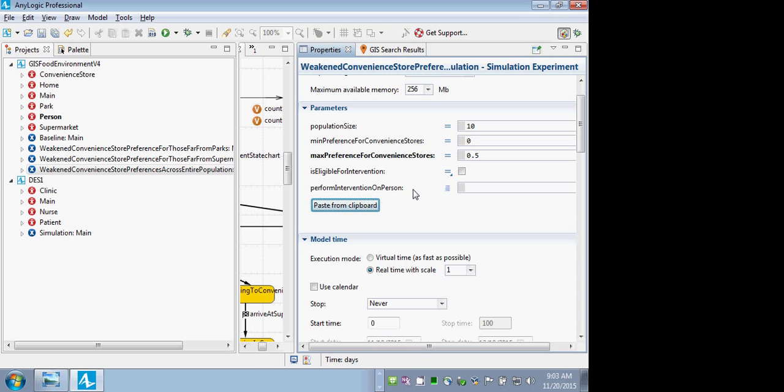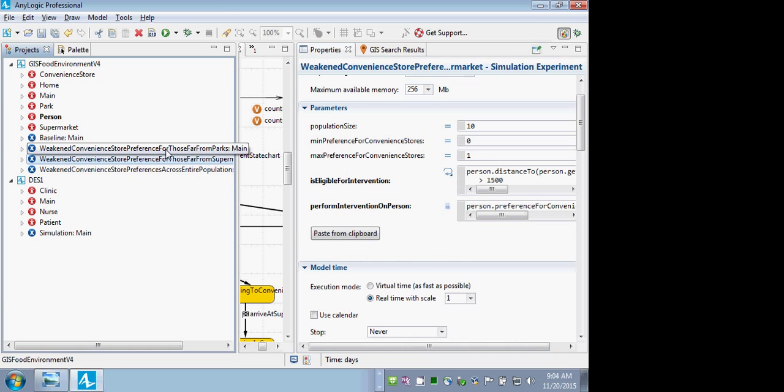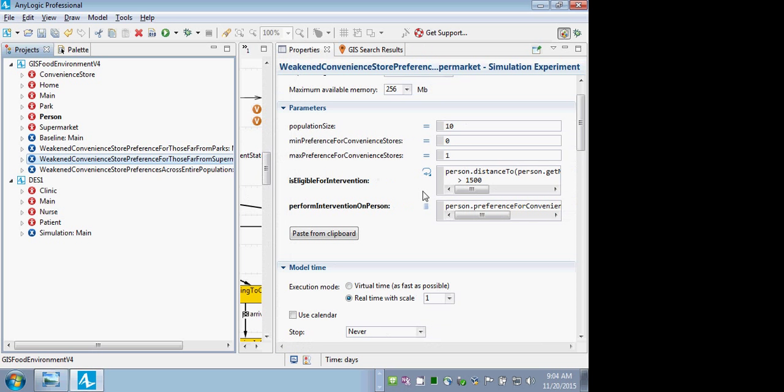etc. But we also looked at a second type of intervention, which was targeted at people with certain characteristics. And for those people, we undertook some action on them. We changed them in some way. And here we posited that their preference for convenience store food will be halved.